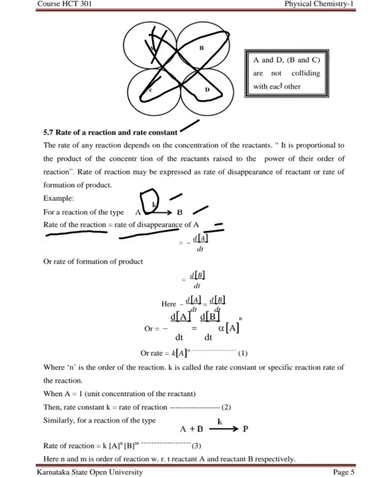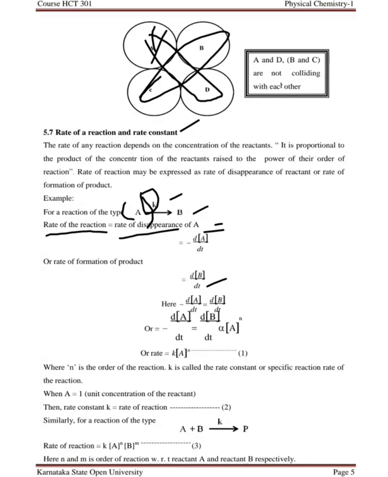Taking differentiation, it is minus d by dt of A, where A is the reactant, or it can be written as d by dt of B, where B is the product. Further, in the next step, the reaction can be written as minus d by dt of A is equal to d by dt of B. Reactant rate is equal to product rate.